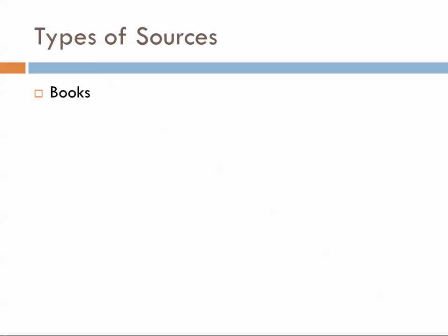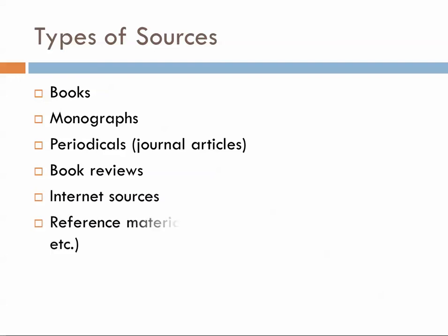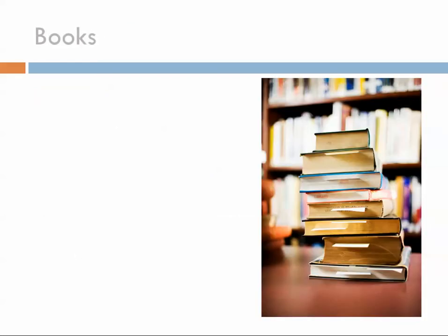One choice, of course, could be books, or monographs, or periodicals, book reviews, internet sources, and even reference materials. Let me go through each one of these individually and talk a little bit about the pros and cons of using them doing research, particularly in the humanities.